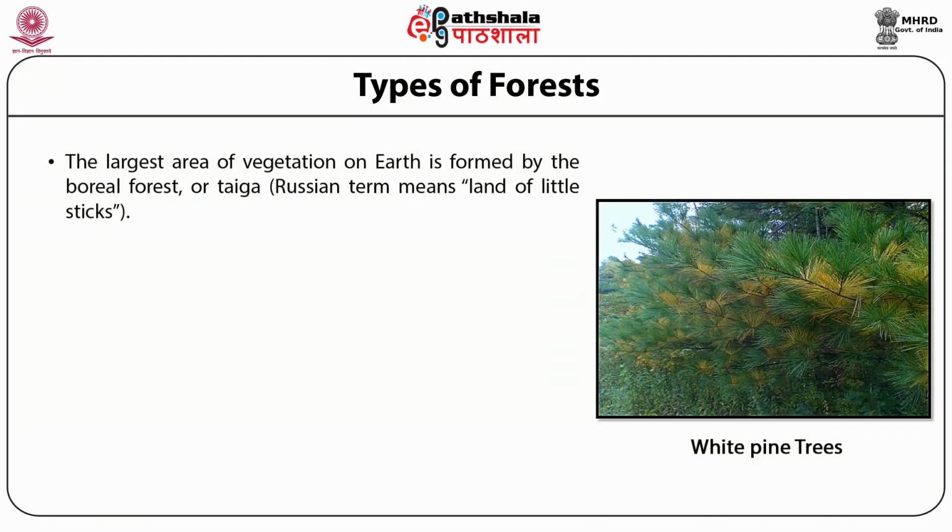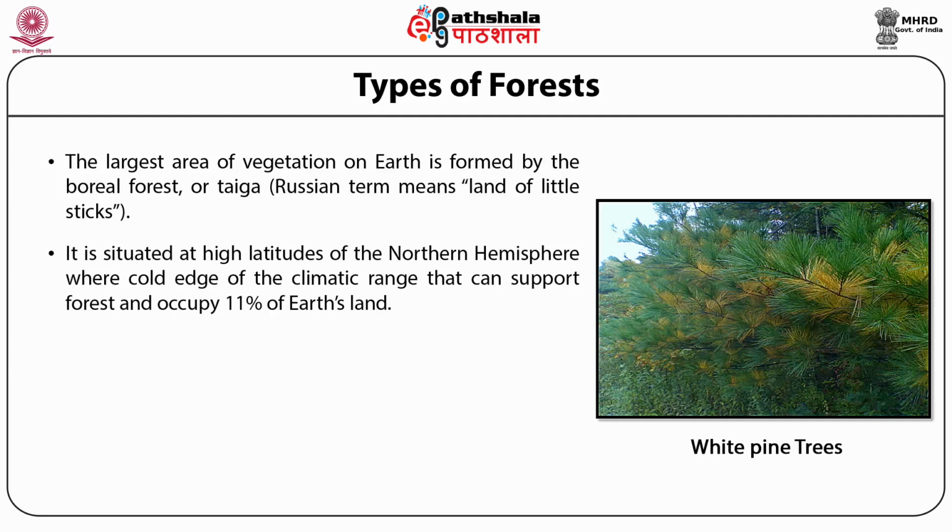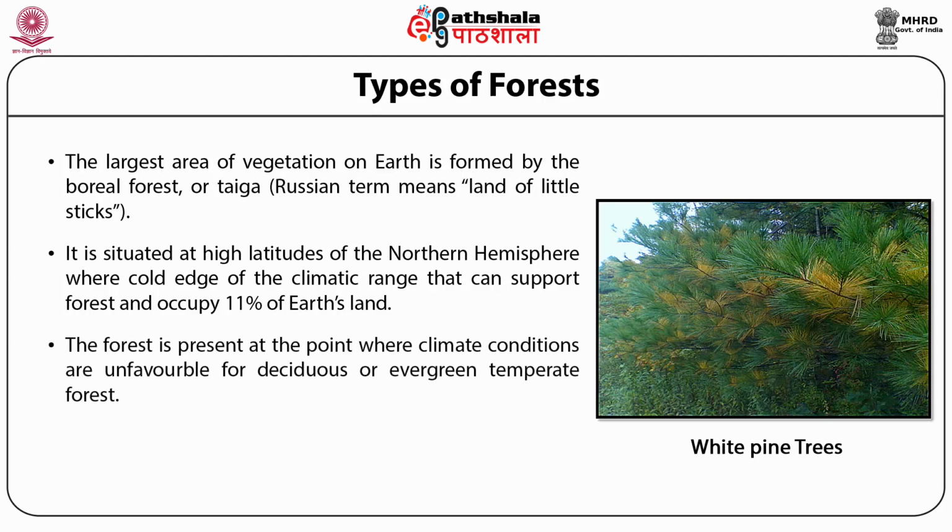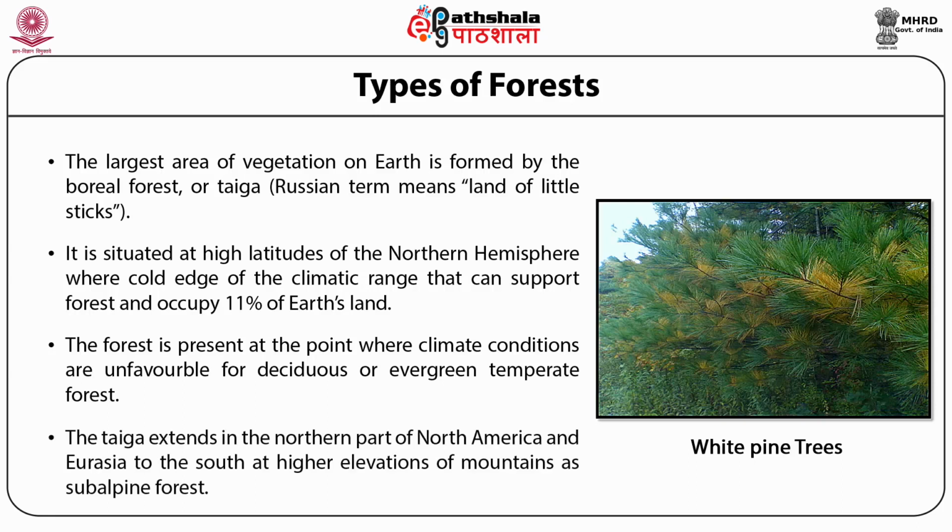The largest area of vegetation on Earth is formed by the boreal forests or taiga. It is a Russian term which means land of little sticks. It is situated at high latitudes of the northern hemisphere, at the cold edge of the climatic range that can support forest, and occupies 11% of Earth's land. The forest is present at the point where climate conditions are unfavorable for deciduous or evergreen temperate forest. Here, the temperature is on average above 10 degrees Celsius.